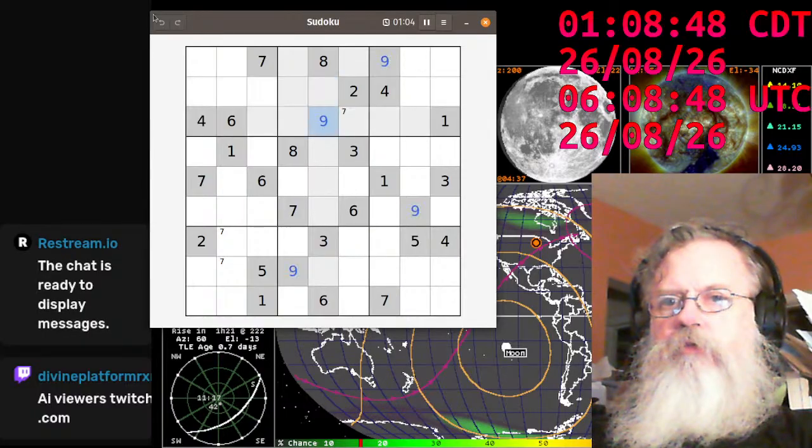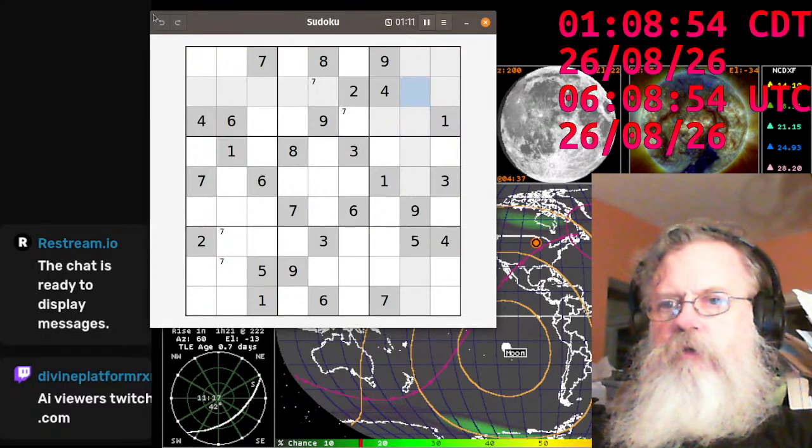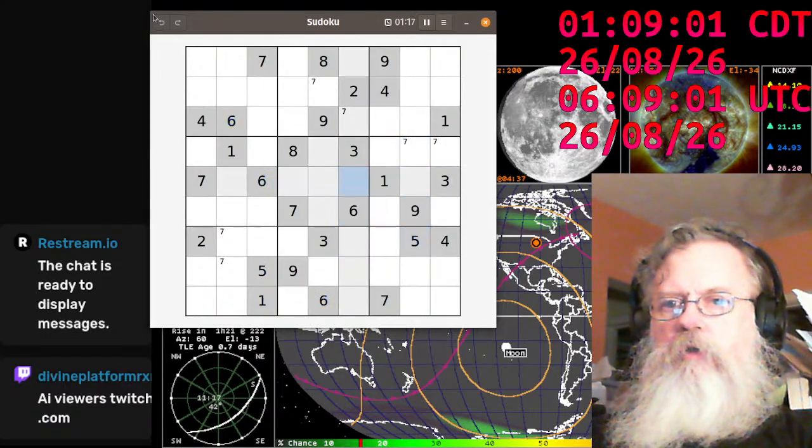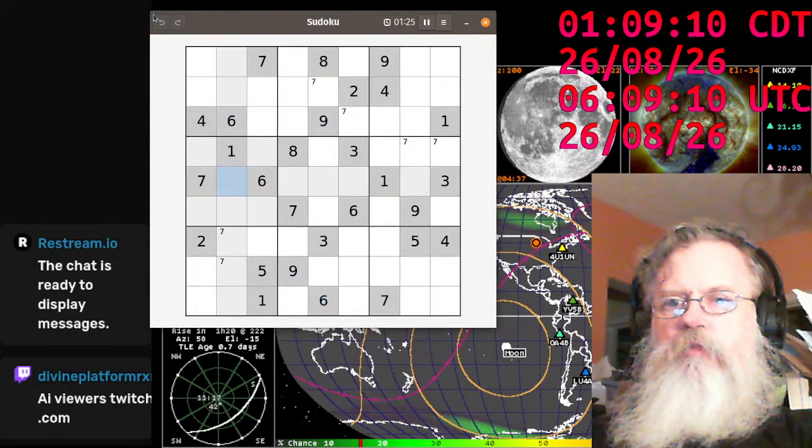One of these 2 is a 7. Here I've got 3 possibilities for a 7. One of these 2 is going to be a 7 though. I've got 3 possibilities here. All right, let's go on to the normal solution process.